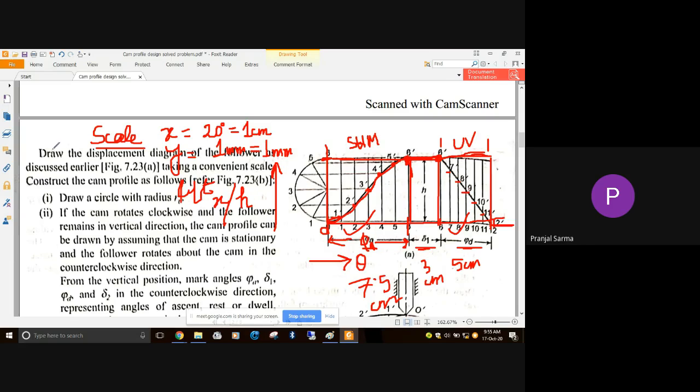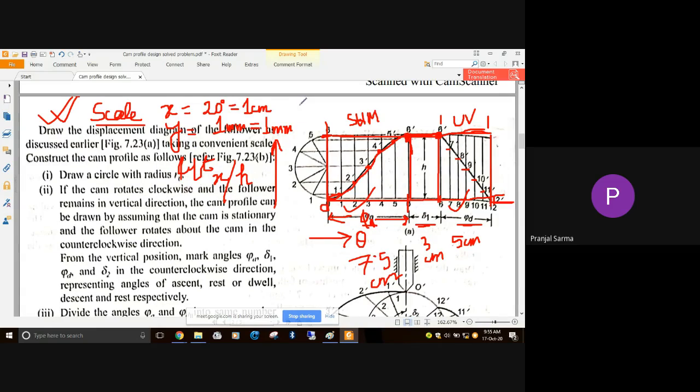In this particular case, all these assumptions you have to write down. Okay, assumptions are clear. This is the displacement diagram, that is over. We have drawn the displacement diagram. Next, we have to actually draw the cam profile, taking help from the displacement diagram. So for that, what do we have to do?